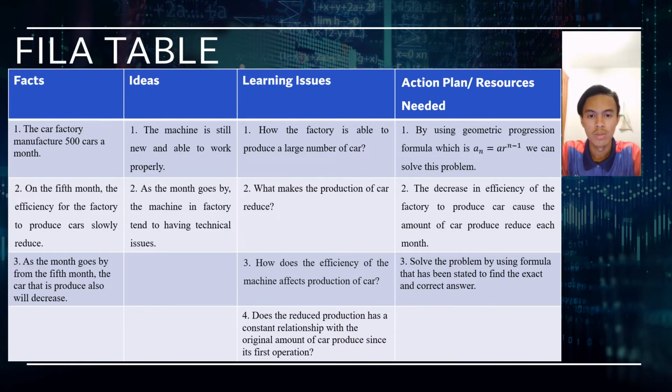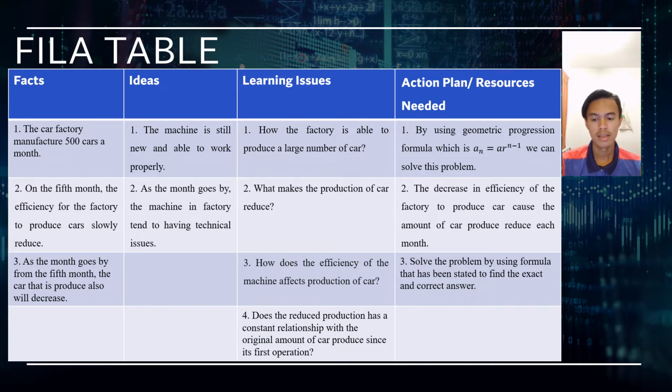And now I will explain the Fila table for the geometric progression. The Fila table is divided into four parts: fact, idea, learning issue, and action plan. For the fact, first, the car factory manufactures 500 cars a month. Second, in the 5th month, the efficiency of the factory to produce cars slowly reduced.